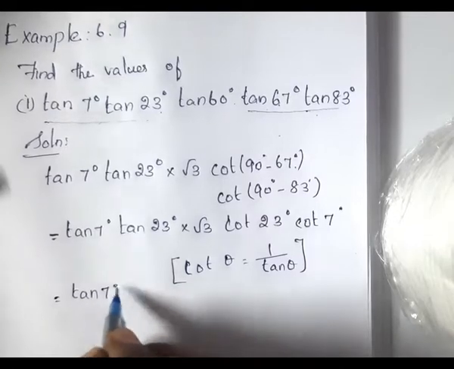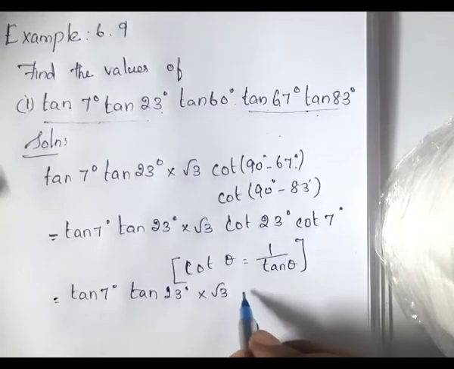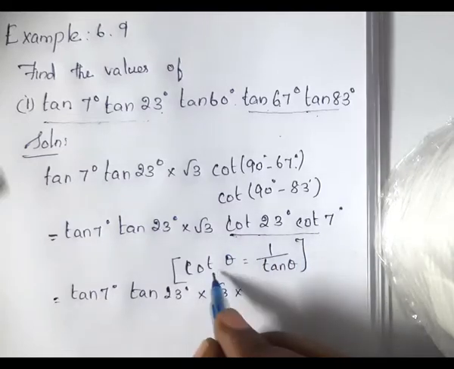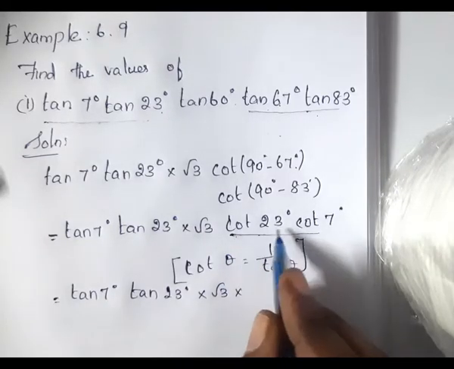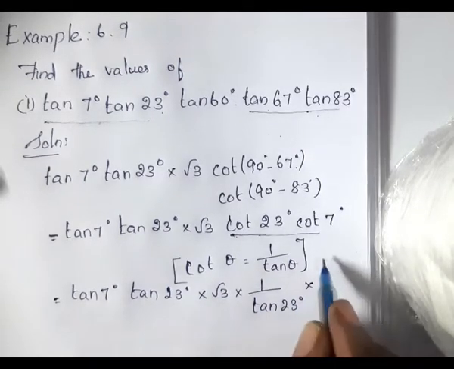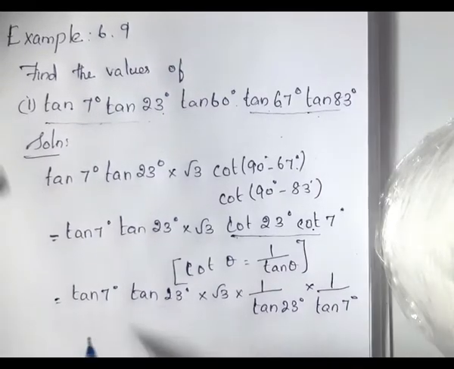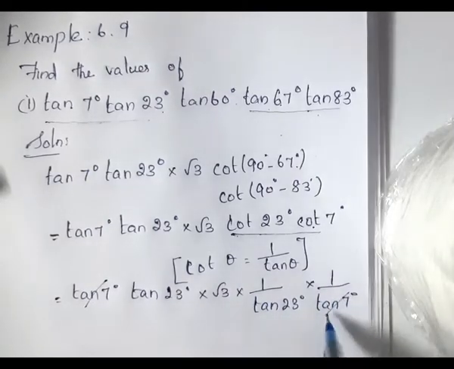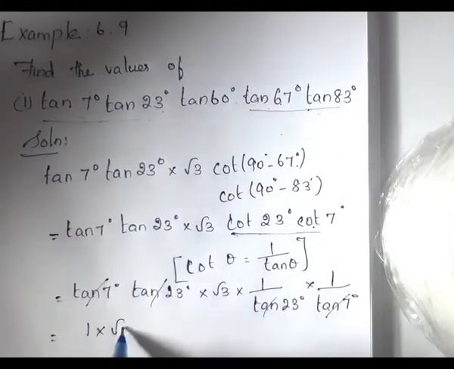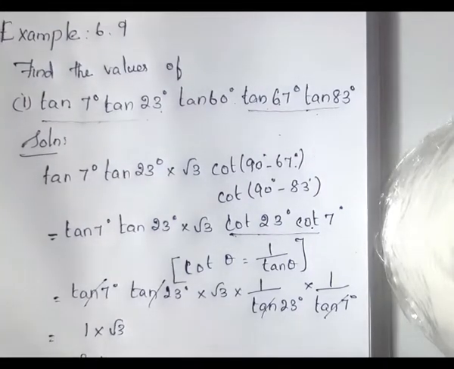So tan 7 degree, tan 23 degree into root 3 into this value. Cot we are going to apply for these two. Cot theta equal to 1 by tan theta. So cot 23 degree equal to 1 by tan 23 degree into 1 by tan 7 degree. So it is in multiplication, thus we can cancel. Remaining 1 into root 3, that is equal to root 3. This is your answer.